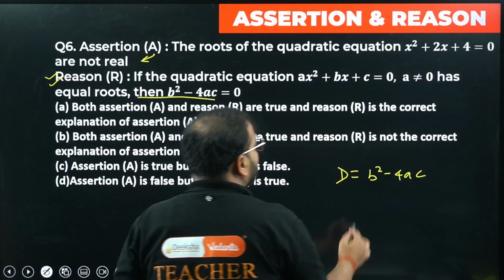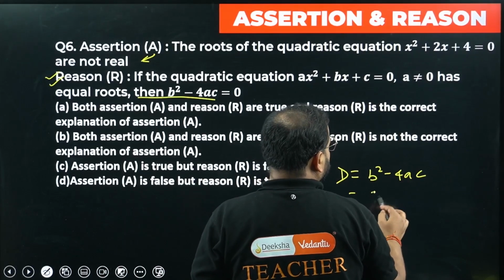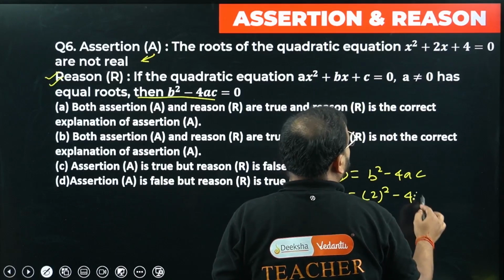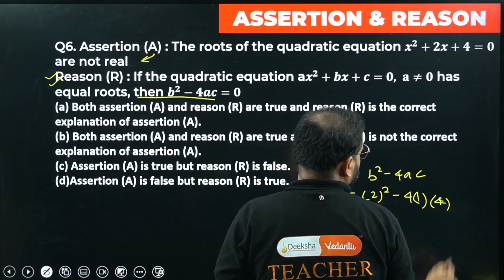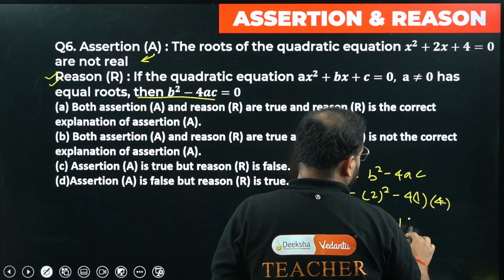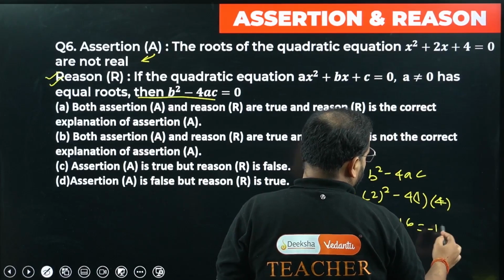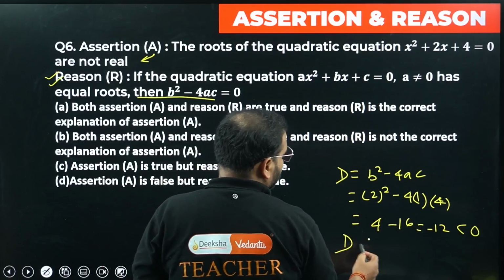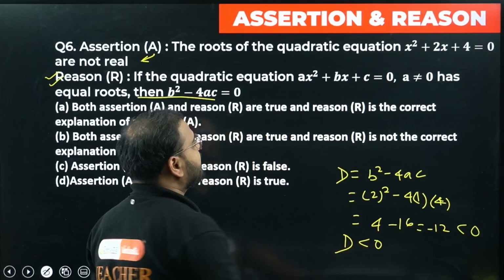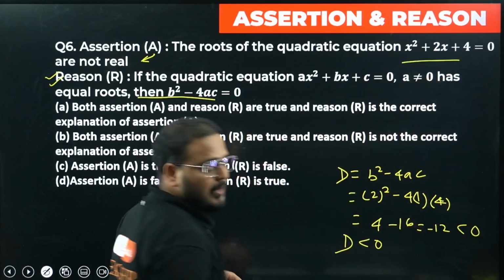Okay, what's the D going to be? B square means 2 square minus 4 times of a, so 1, and c is 4. How much is that? So 4 minus 16, which is minus 12, which is less than 0. So what I'm getting is discriminant less than 0. It means the roots for the given equation will be imaginary.